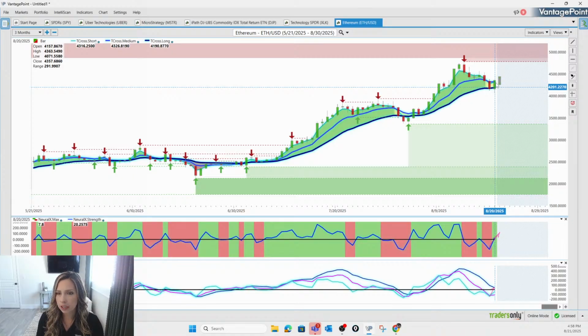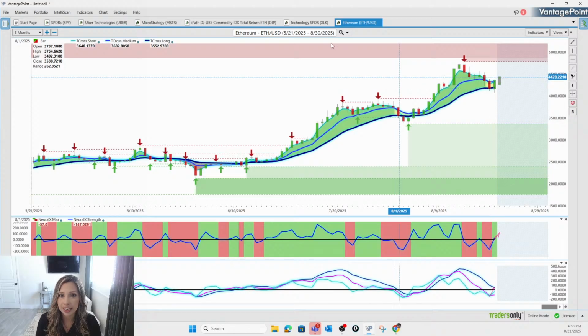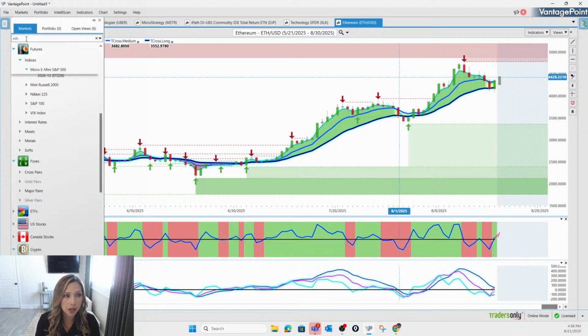So if you can see here, we reverted all the way back down to that T-cross long level, and this is really just providing some support here as well. So hopefully that helps everybody with their assessment on Ethereum. So thank you, John, again for that ticker symbol.